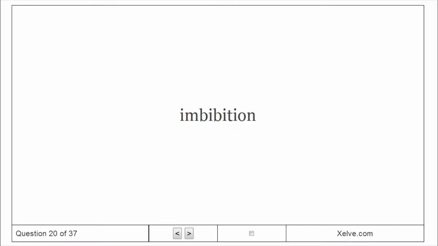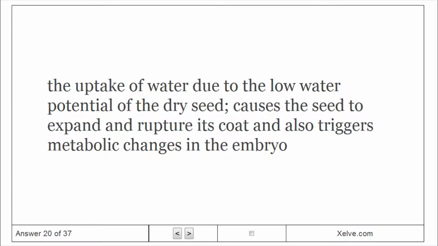Imbibition. The uptake of water due to the low water potential of the dry seed causes the seed to expand and rupture its coat, and also triggers metabolic changes in the embryo.